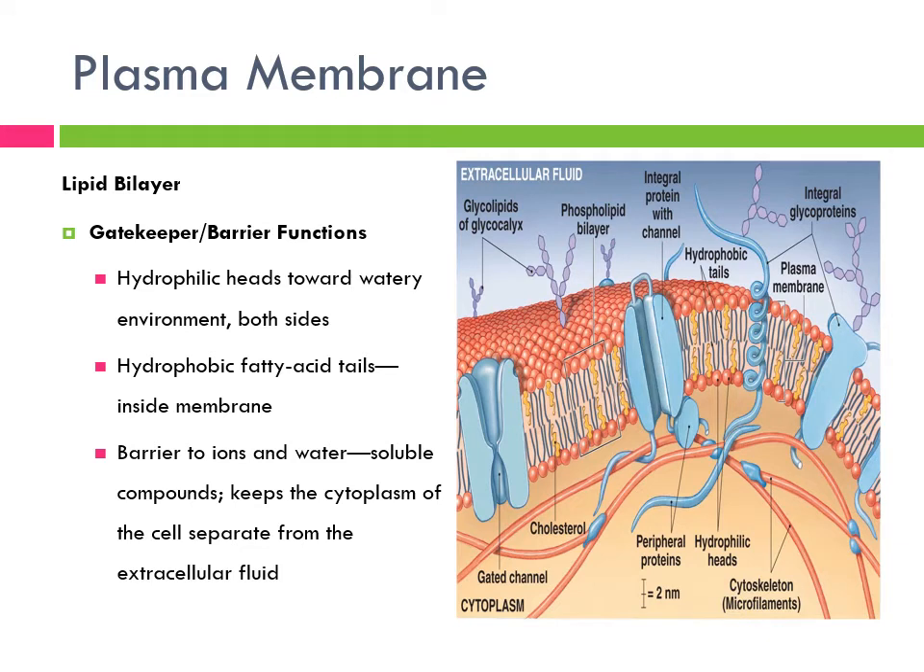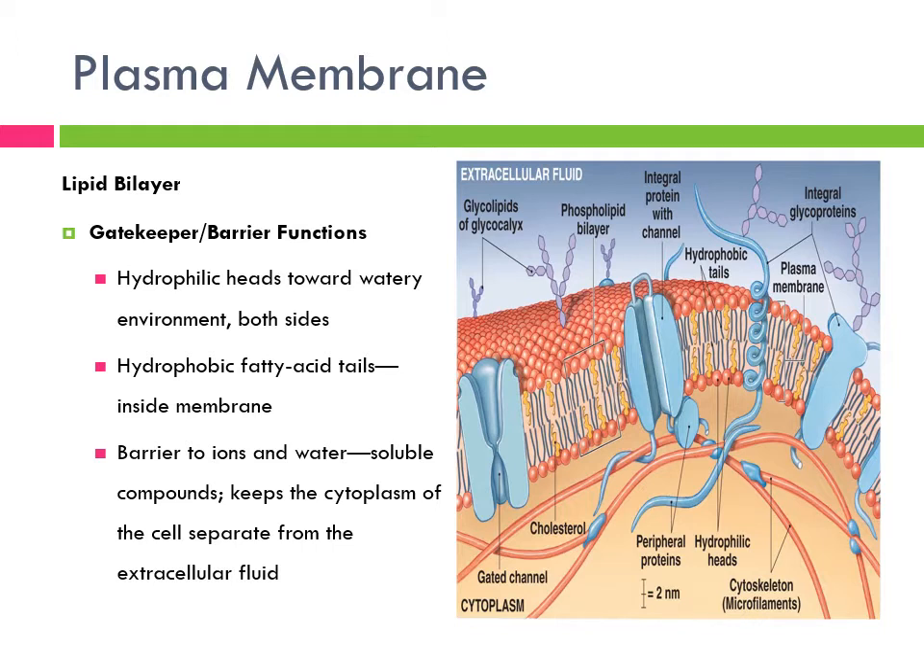The membrane is a lipid bilayer. So lipid is the term for fat. Bilayer is just what it sounds, two layers. So it's two layers of these phospholipids, which you can see here. So the phospholipids have hydrophilic heads. Hydrophilic is water-loving. So their heads, which you can see are these orange circles here, those are the heads. So hydrophilic heads and hydrophobic tails.